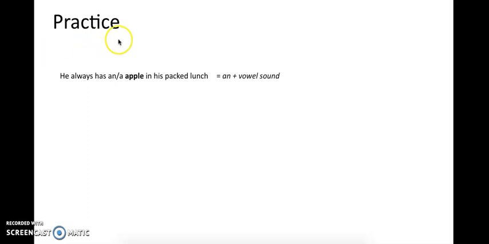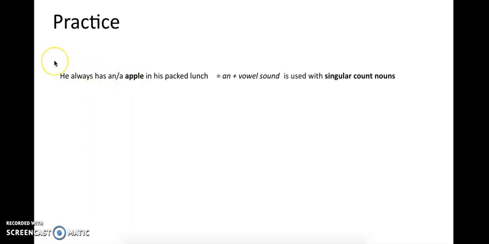Let's have a practice. Okay, what I want you to do now is to practice. Read this sentence and tell me if you would use a or an with this noun. He always has an or a apple for his packed lunch. But we said it's an. Why? Because the noun that comes after begins with a vowel and it's singular, so it's a singular count noun.